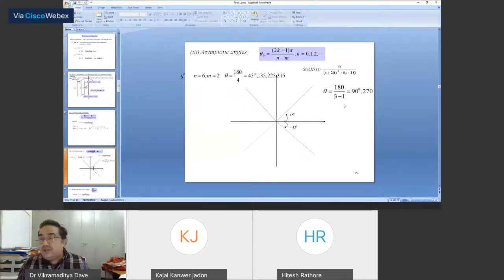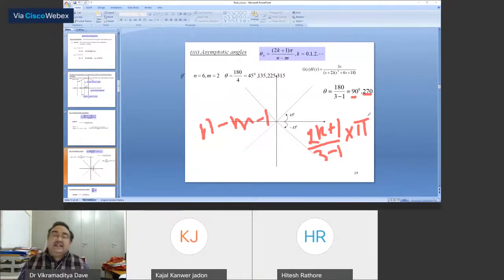So k is 0 and 1 only. When I substitute 0, it will come out to be pi upon 2, 90 degrees, and when I substitute 1, it will be 3 pi by 2, 3 by 2 into 180 degrees, which comes out to be 270 degrees. Therefore, there will be two asymptotic angles, 90 degrees and 270 degrees. This you have to keep in mind.